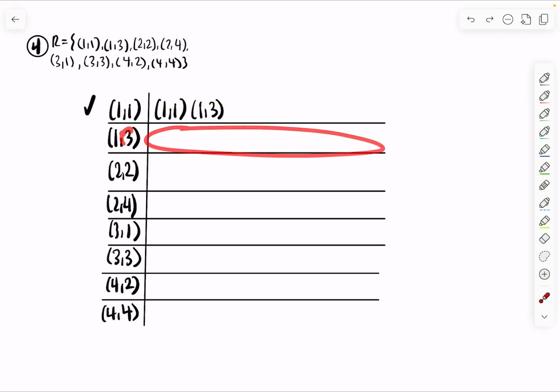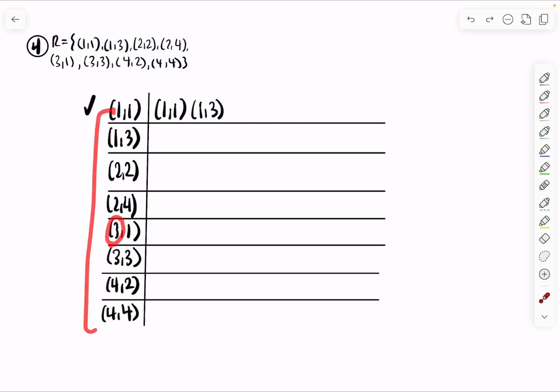The points that are going to go here are the ones that start with 3. Out of all of these, this one starts with 3, this one starts with 3.